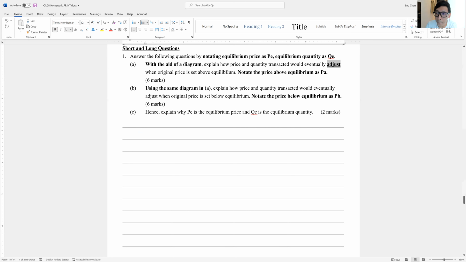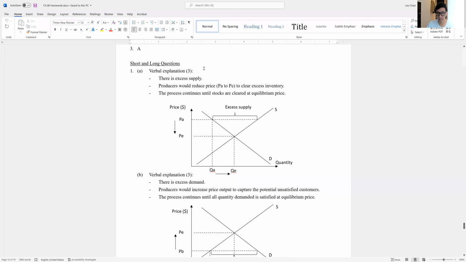Look at the question: explain how price and QT would eventually adjust when it is set above equilibrium. So many of you only gave me a diagram of either surplus or shortage without telling me how it would adjust downwards. 我是問你個 adjustment, 我唔係淨問你 above 或者 below. 我係問你佢 above 嘅時候點樣跌翻落去, and when it is below equilibrium how it would adjust upwards. Many of you missed out the change part. Now because of time limitation, let's look at the answer.